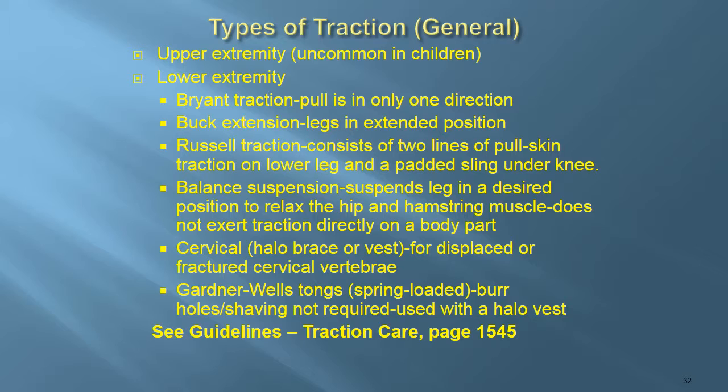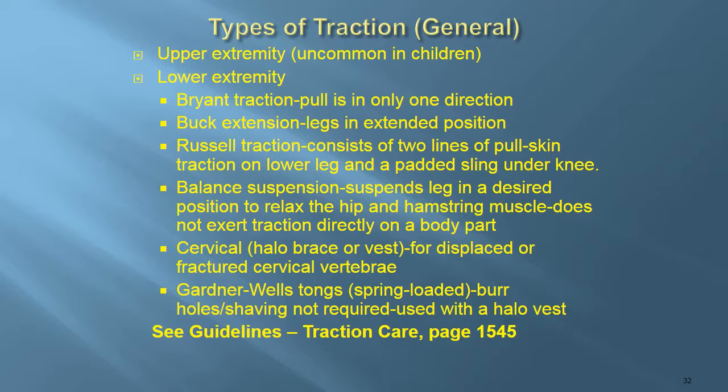Types of traction. Traction may be applied to the upper extremity, but this is uncommon in children. It is usually applied to the lower extremity in children. Examples would be Bryant traction, where the pull is in only one direction, Buck extension, where the legs are in an extended position.